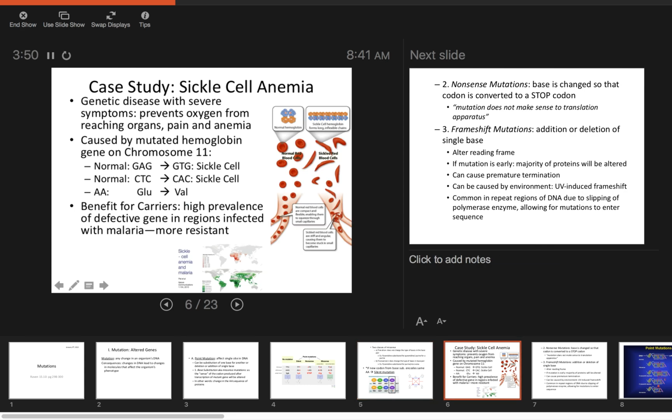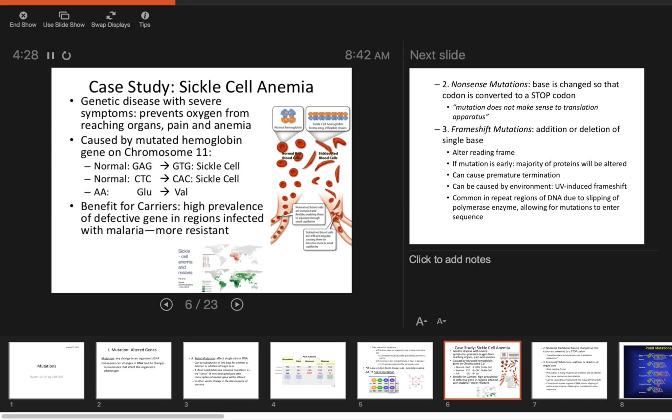Okay, case study with sickle cell anemia. Sickle cell anemia turns your red blood cells into sickle cell shape, and it's based on one base pair substitution. So instead of getting CTG, it turns into CAC, and you get valine instead of glutamate. So it's just one base pair mutation.